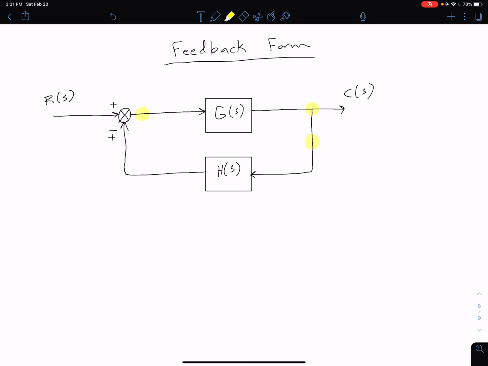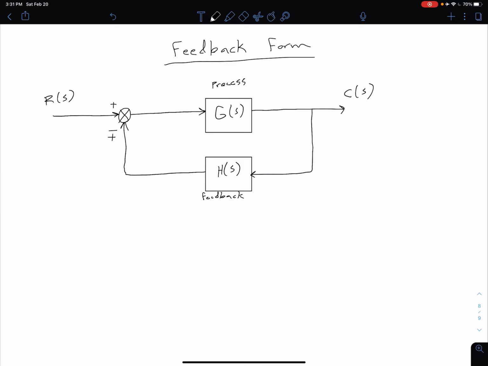So in this case, these two components are not in parallel, but rather we have a feedback system where our G of S is our process and our H of S is our feedback. And of course, like we've had before, our R of S over here on the left is our input and our C of S on the right is our output.